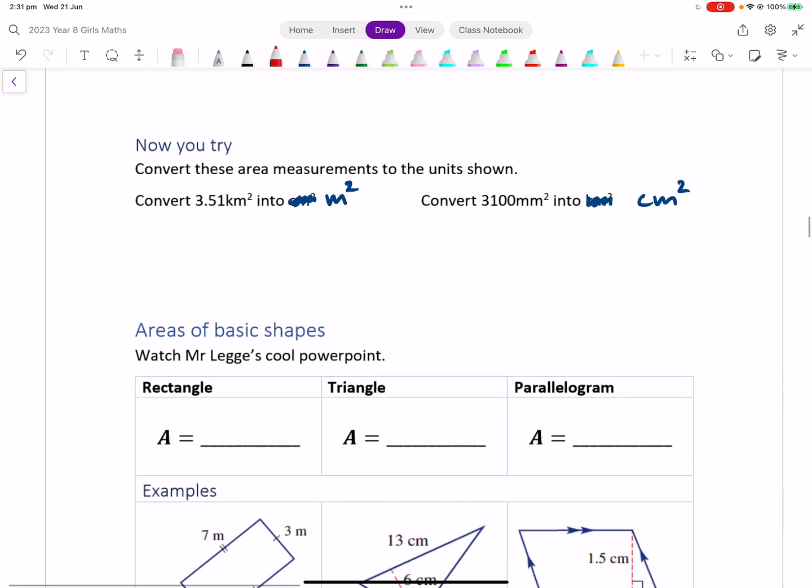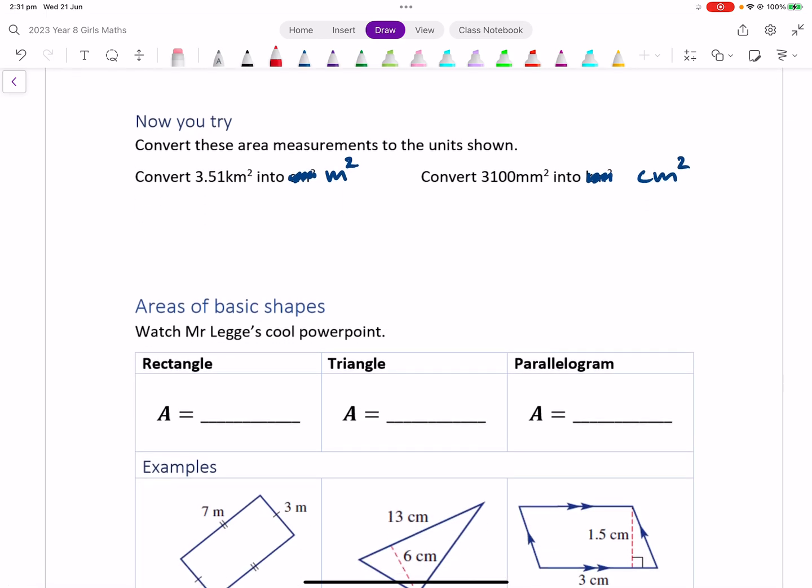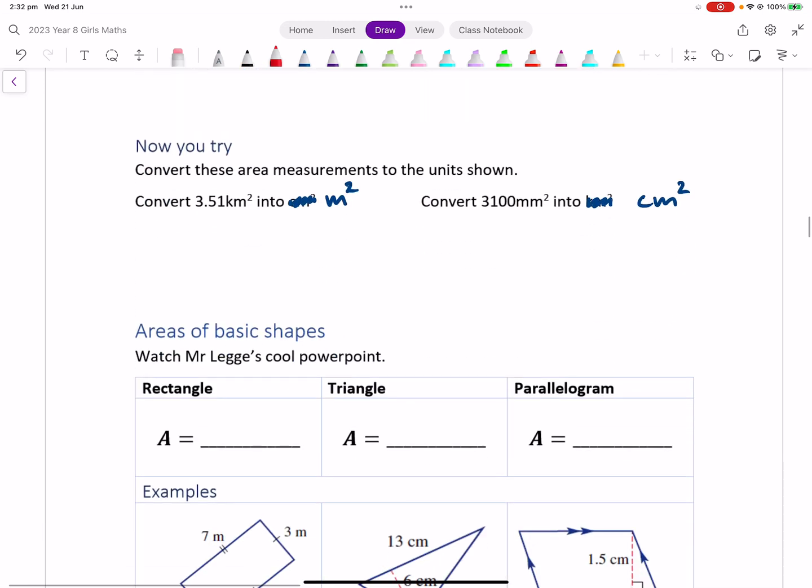So girls, what I want you to do now is have a go at these Now You Tries, but please note the changes. The Now You Tries that I had in there before were very difficult, and I'd prefer if you convert between the units that I've shown you in here. So we're going to convert 3.151 kilometres squared into metres squared, and we're going to convert 3,100 millimetres squared into centimetres squared. Oh, we kind of just did that one. How about we just do this one and we skip this one altogether? Have a go at this one by yourselves. Press pause now, and then I'll show you my answer.